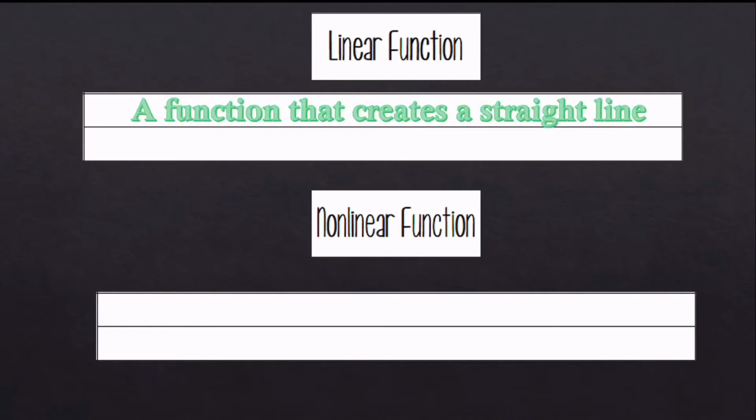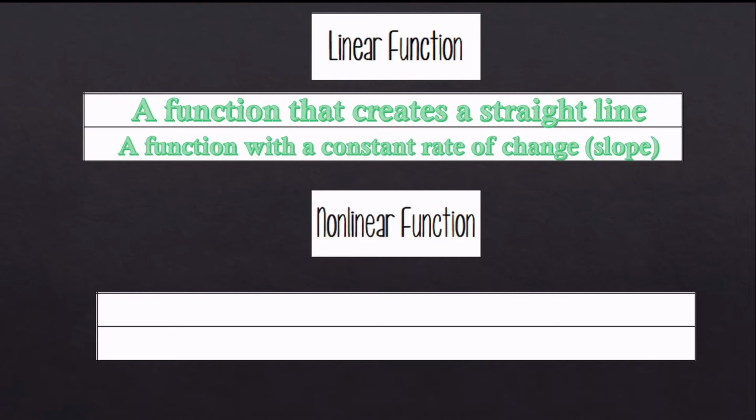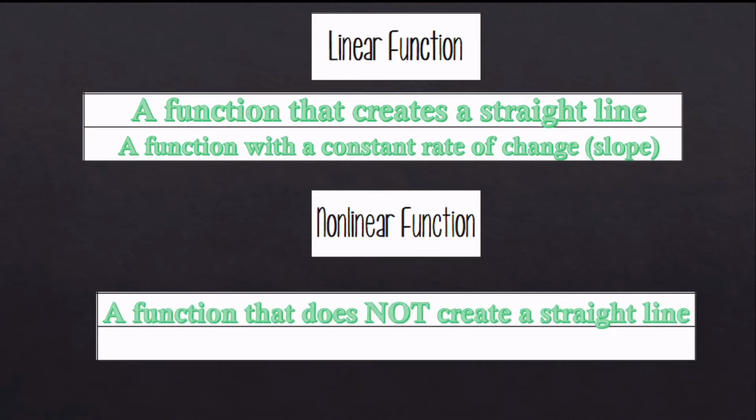A linear function is one that creates a straight line, plain and simple, and it has a constant rate of change. Something with a constant rate of change, that is called slope. Okay? So pause right now and write that down. A non-linear function does not create a straight line. Often when we graph it, it's a curve.